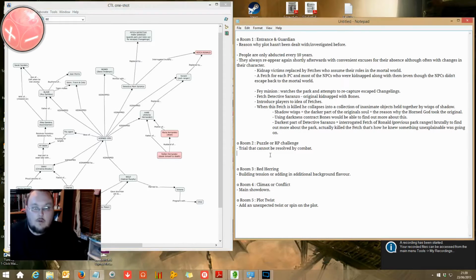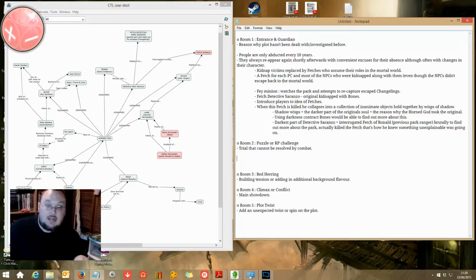Okay, so we've got the first room done. We now come to the second room, which is the puzzle or roleplay challenge, a trial that cannot be resolved by combat. And I think it's pretty obvious from looking at the first instance that there are a few things we need to resolve in this, and that is, do the PCs have fetches? If so, what are they up to?